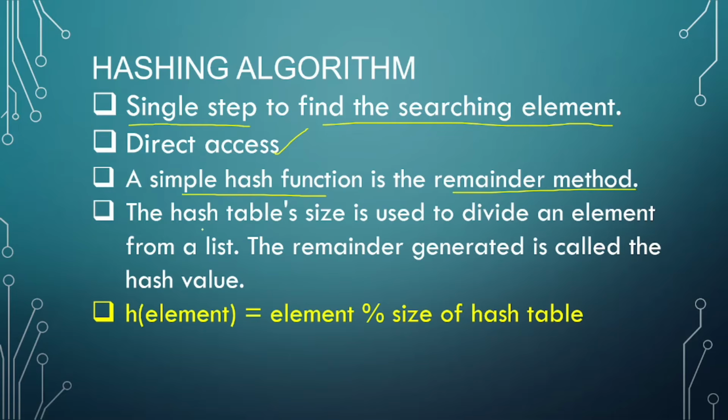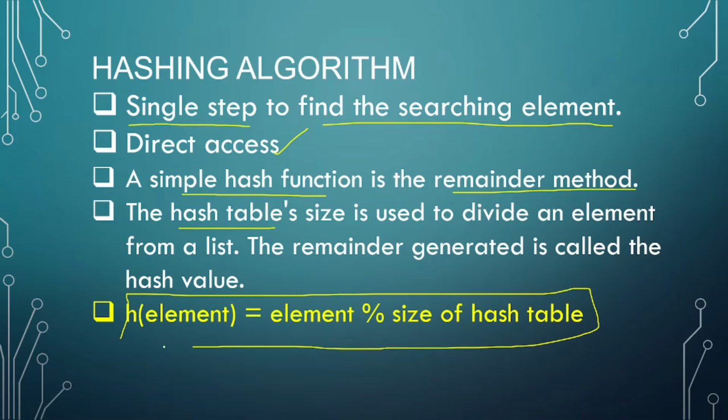So what you will be having is a hash table, and the size also will be given, and you are dividing an element from a list. So the remainder method only we are going to use. This is the formula for that. H of element equals element modulo size of hash table. So using the formula, we are going to create a hash table.